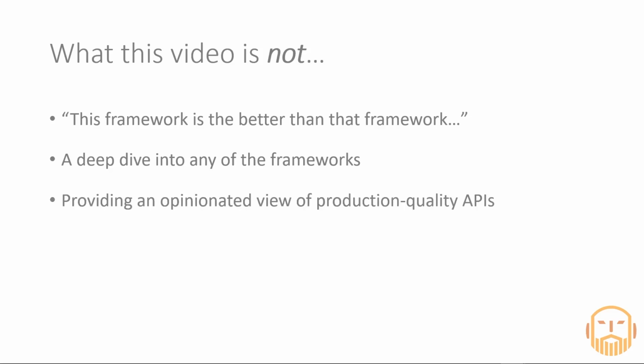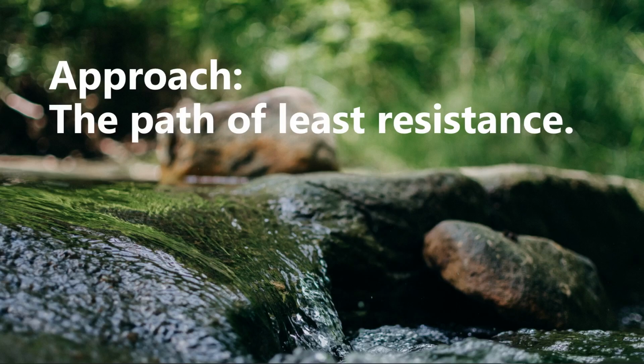And finally, I'm not providing an opinionated view on what production quality APIs should look like. So these three APIs are very much introductory APIs. There's a lot of stuff that is not included in this video just because I want to keep it as quick as possible. And so with that in mind, the approach I've taken is this path of least resistance, taking the quickest approach to getting three APIs up and running.